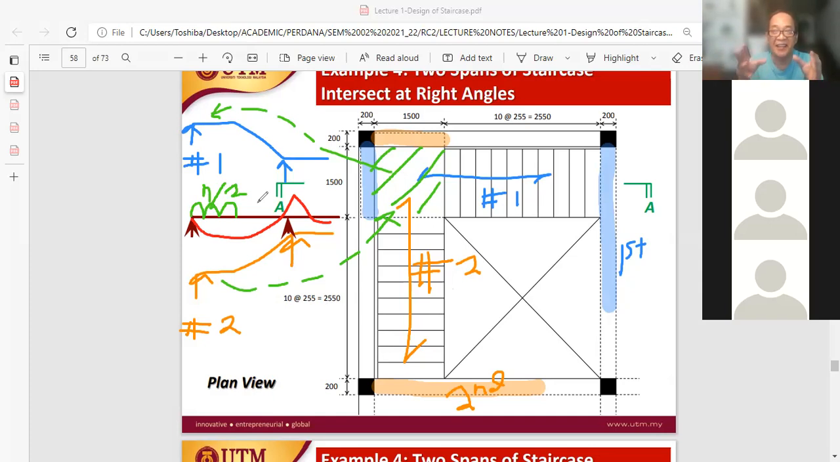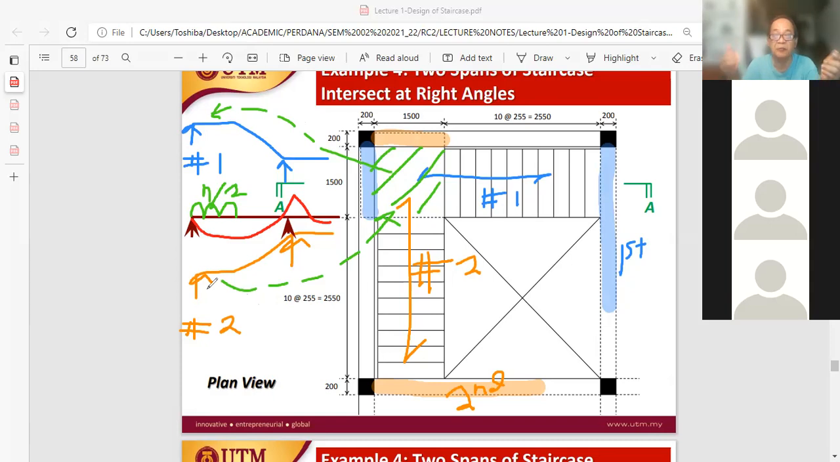Basically, that is the content ataupun the context of example number 4, to highlight if we have 2 flights of staircases sharing a similar landing, and both the flights of staircases are independent of each other, meaning flight number 1 has 2 supports, flight number 2 has 2 independent supports. They do not depend on each other. They have their own independent supports.